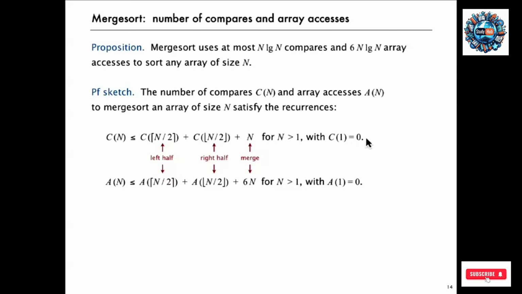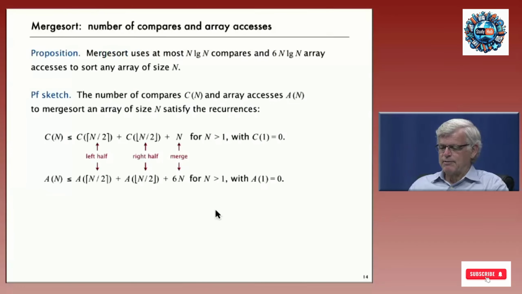So this is a mathematical formula that we derive by examining the code, but it completely describes mathematically an upper bound on the number of compares that are going to be needed. And similarly for the number of array accesses, if you count up the number of times you're accessing an array for a merge, it could be at most 6n. So these are mathematical formulas, and there are techniques for solving them, and we won't go into that. This is not a course in discrete mathematics.